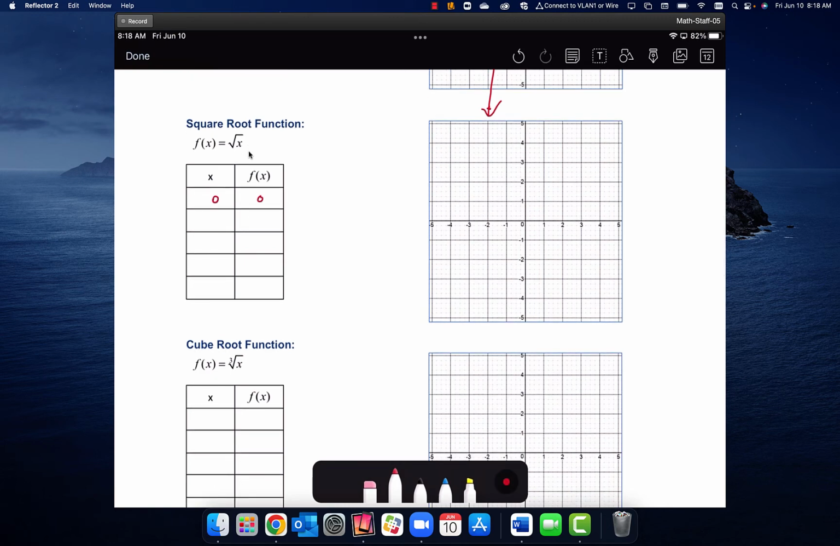We can also easily take the square root of 1. Square root of 1 is 1. Then we can take the square root of 4. Square root of 4 is 2. The next easiest one would be the square root of 9, which is 3. And we could do more if you wanted, but it's going well off the grid, so we'll just stick with these. 0, 0, 1, 1, 4, 2, and so on. Goes off the grid, so we'll just stop there. And there's our square root function.